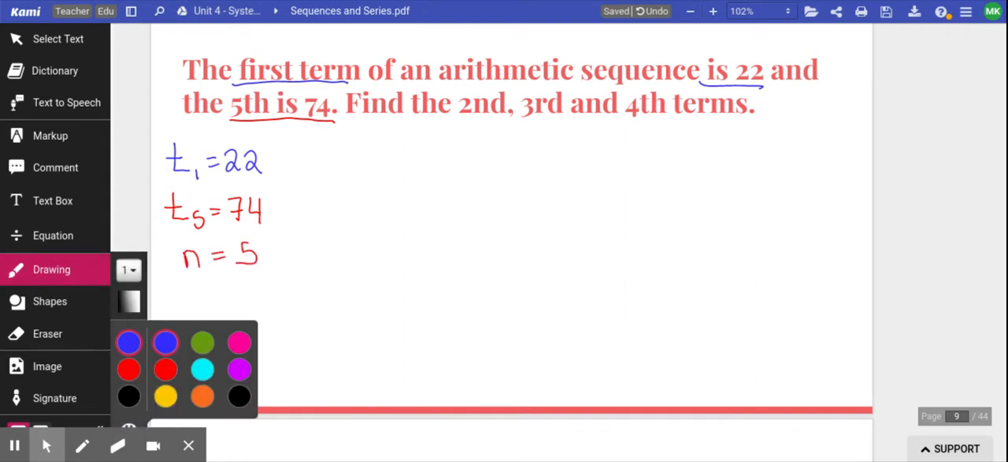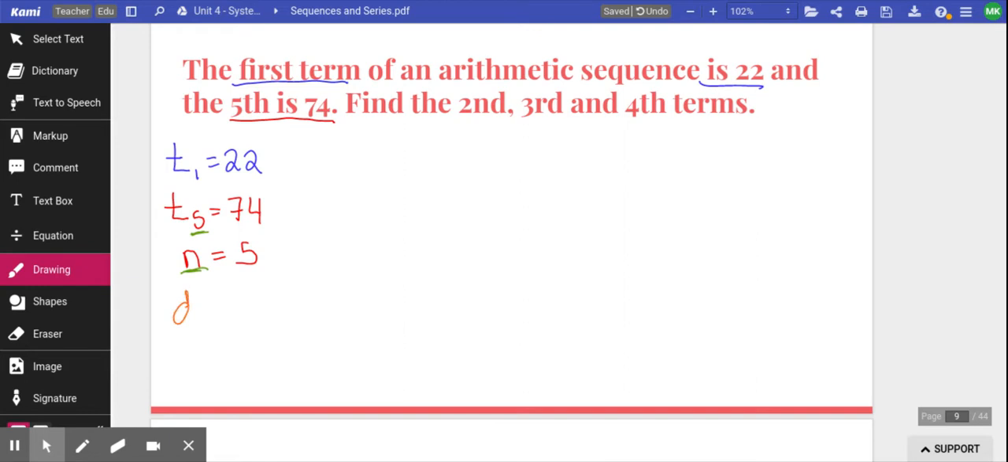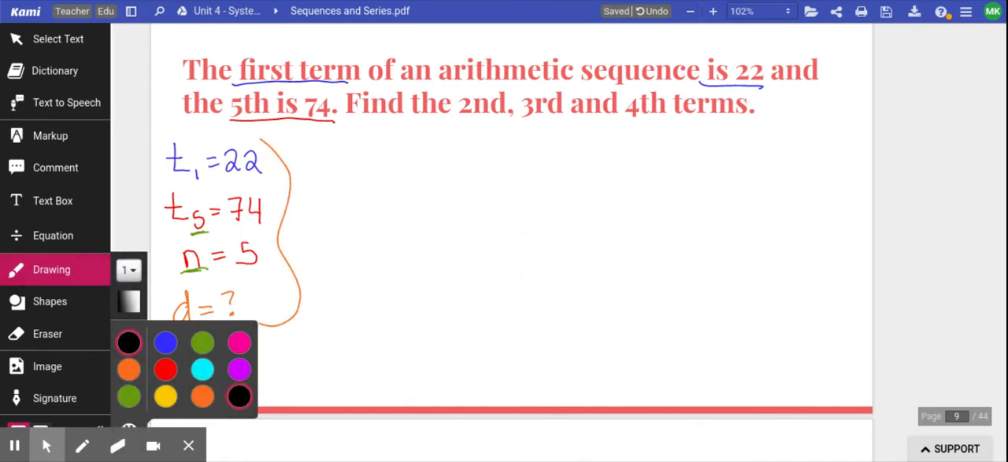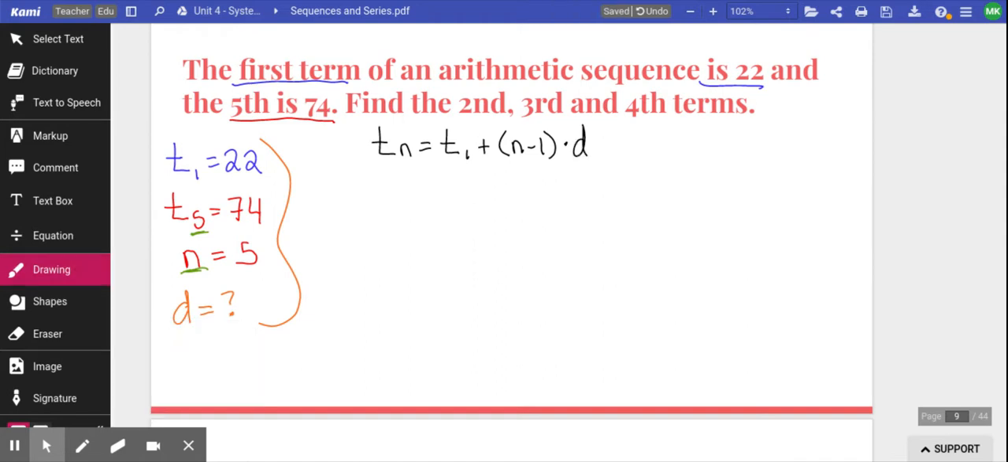They gave me this random piece of information right here. They gave me a T of n. They said T of 5. And so I can use T of 5 as a value, and I can use 5 as my n. What they never gave me, though, was my d value, my common difference. I don't know what I'm going up by. I don't know what I'm going down by. So I'm going to use all of this information, put it into our formula, which is T of n equals T of 1 plus n minus 1 times d. And I'm going to put all those pieces in and then isolate for d.